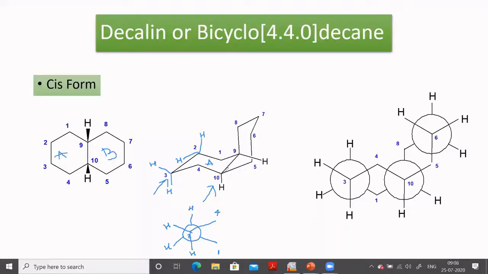So 10th will be in front of me and 9th will be back side. So now I have another Newman projection here. Here the 10th carbon is in front of me, where the 10th is attached to 4 and 5. See, left side top is 4th, right side top is 5th, and down is hydrogen.